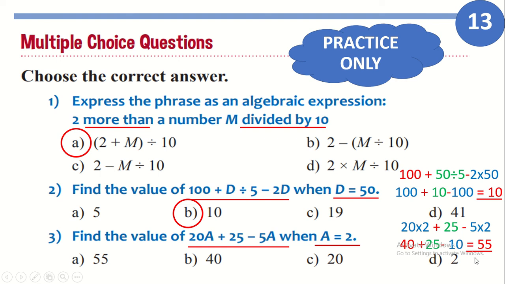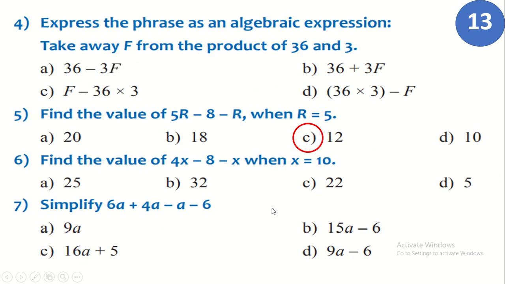The answer is 55. Correct, students? Letter A. We don't have here division, only multiplication. And you multiply 20 times 2 and then 5 times 2 first, and then you add and then subtract. Next is number 4.